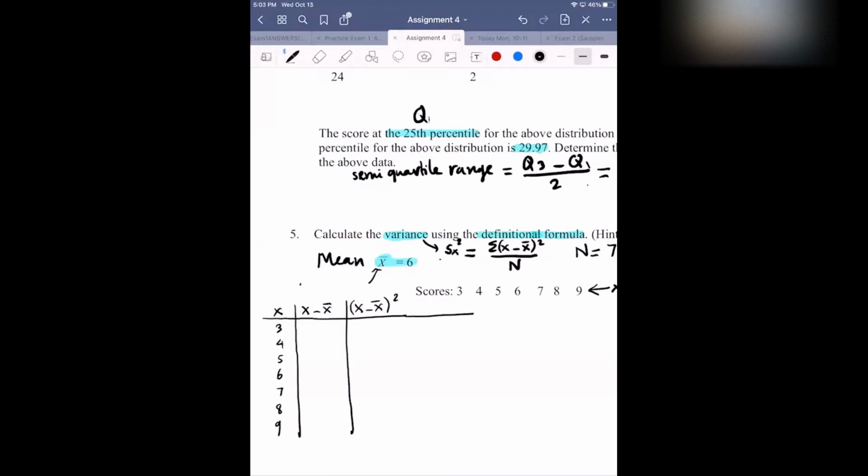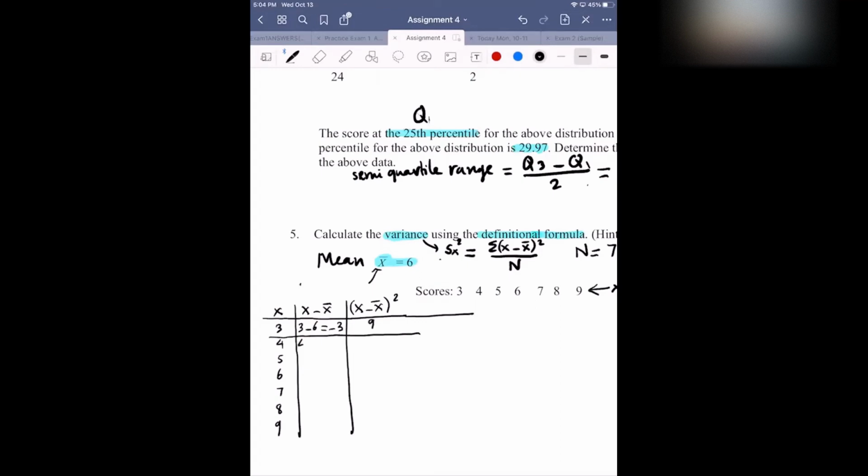All right, so now let's calculate it. The first one is 3 minus x bar, which is 6. What is the answer, everyone? Type in the chat for me. The mean is 6, right? All right, it's -3. And if you square it, what is the answer? A negative squared is a positive. So you write it in the next column like this. And you do the same for the rest.